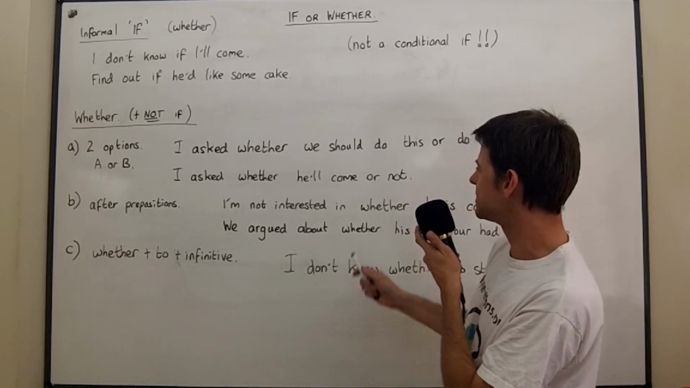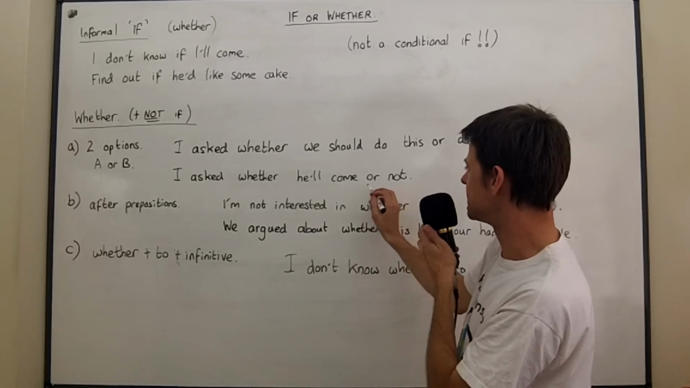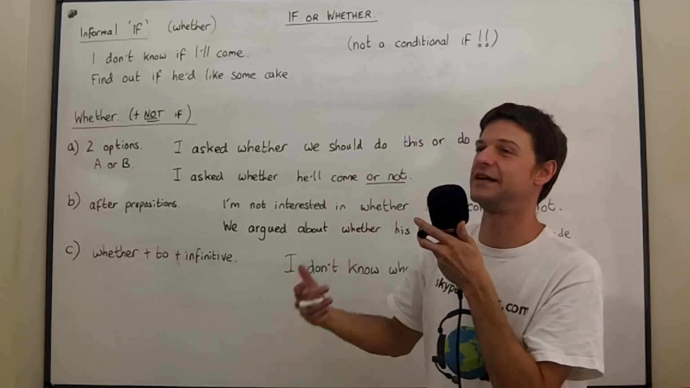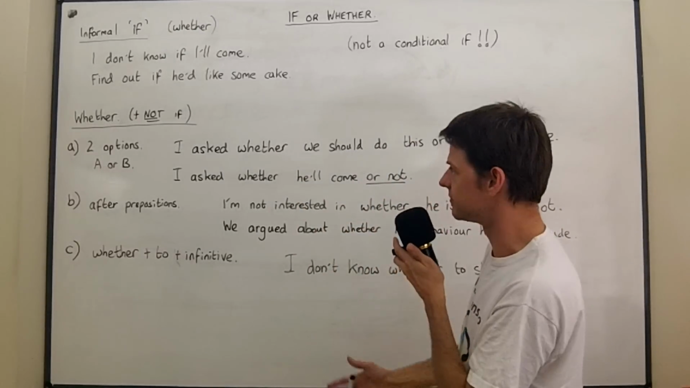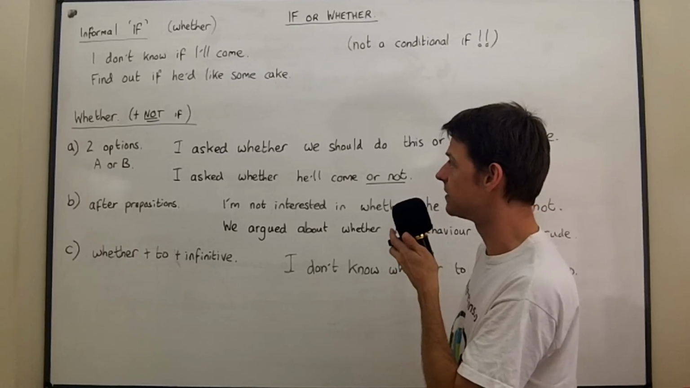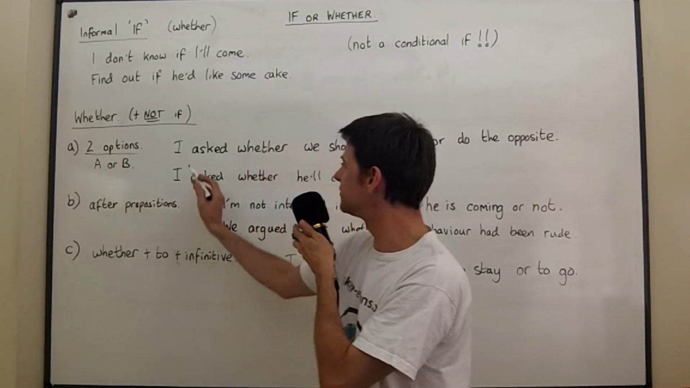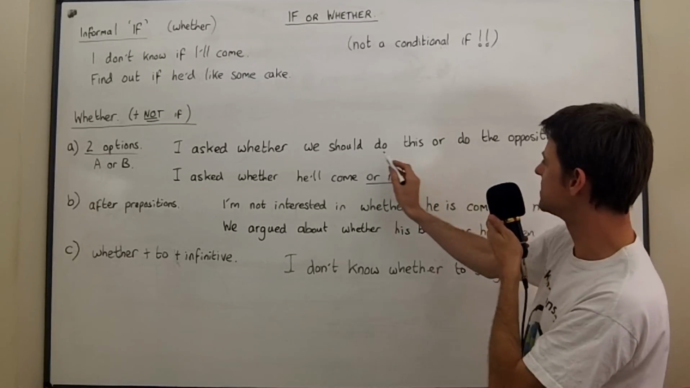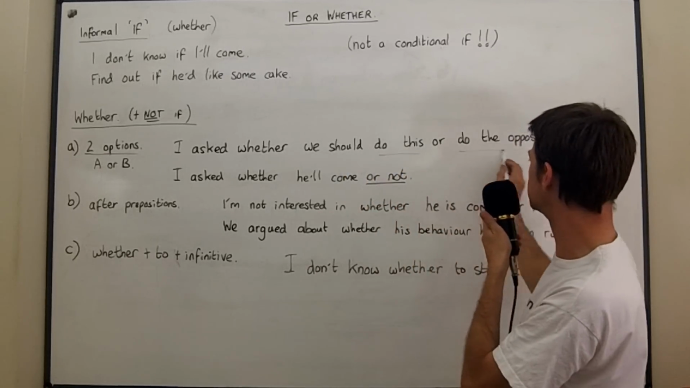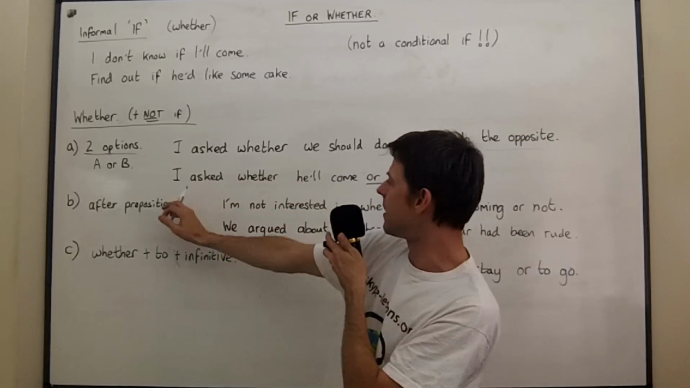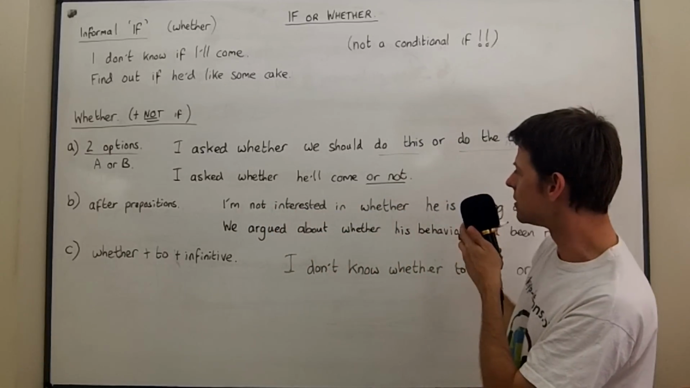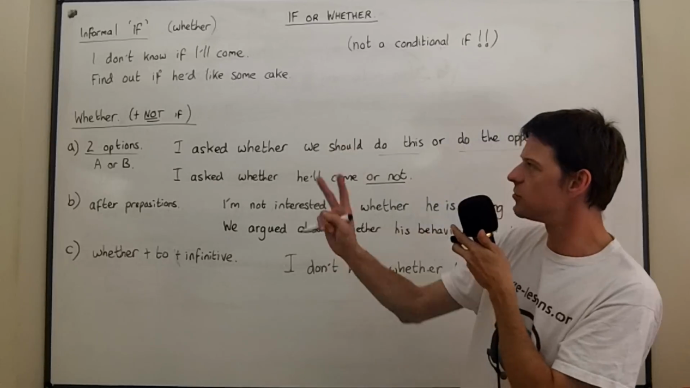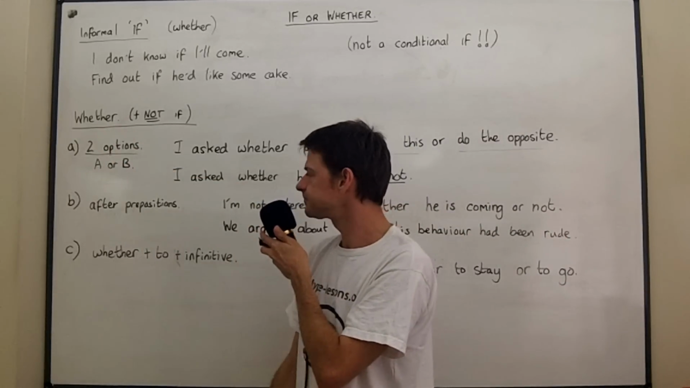Now again, they actually say in Cambridge that if there's an or not, we can use if instead of whether. I think that's really getting very inconsistent, so I would forget that if I were you. I would just remember, if there are two options, I asked whether we should do this or do the opposite. Yeah, notice the parallelism, whether we should do this or do the opposite. I asked whether he'll come or not. Yeah, that's two options, whether he'll come or not. So if there are two options, please use whether.